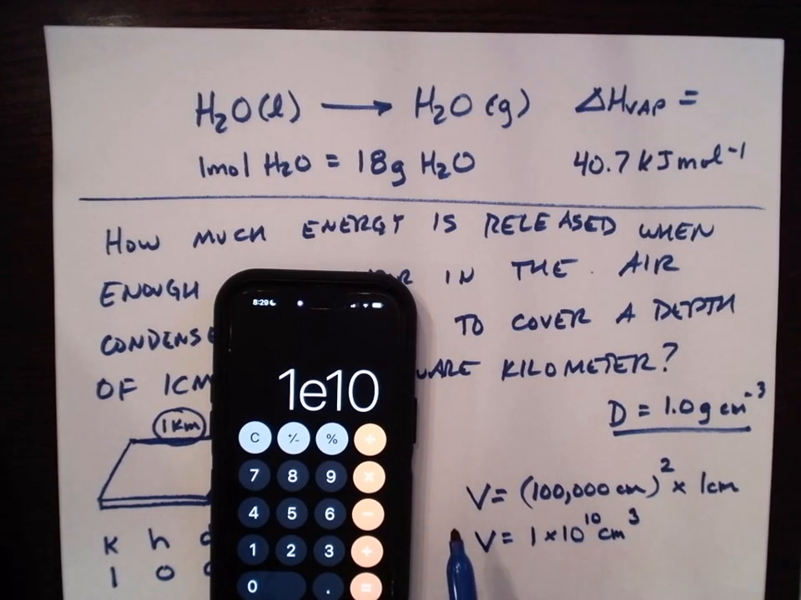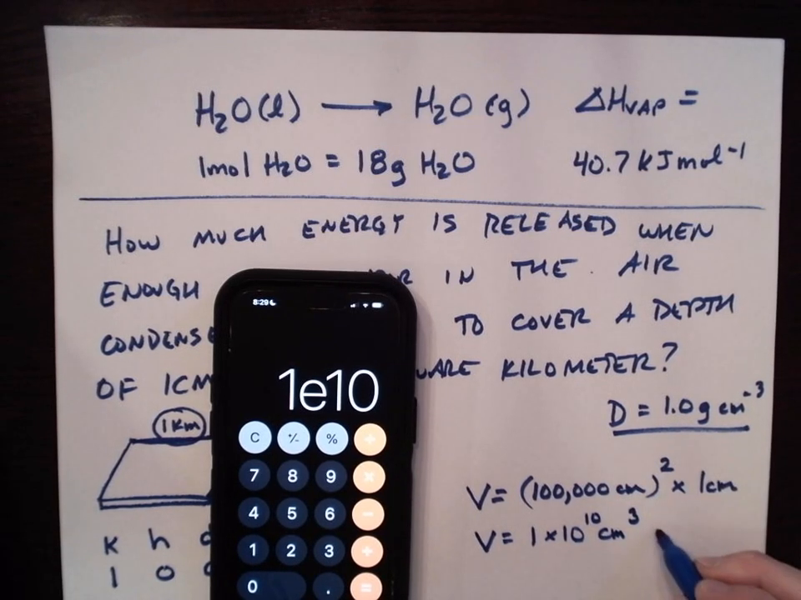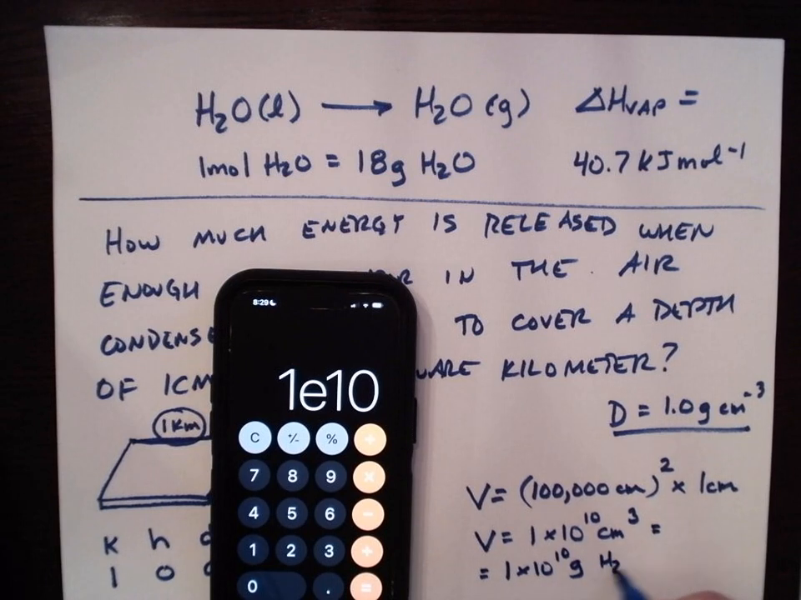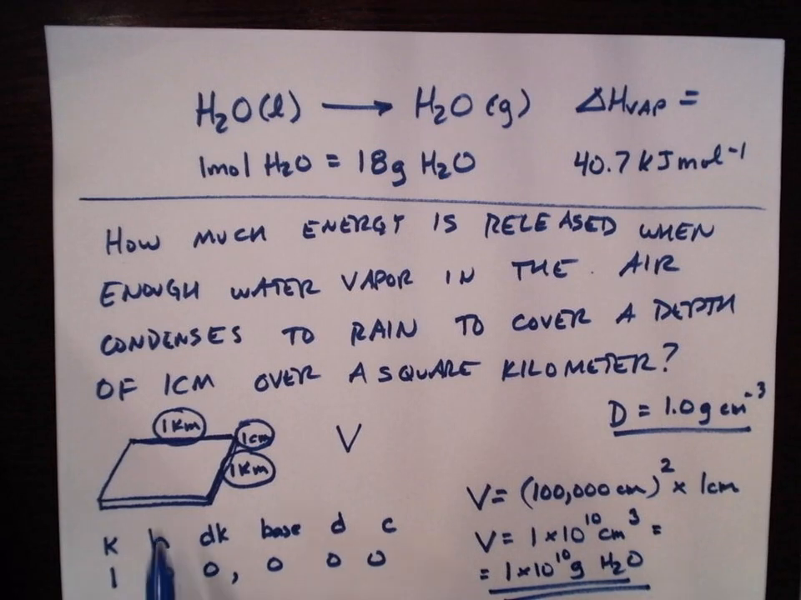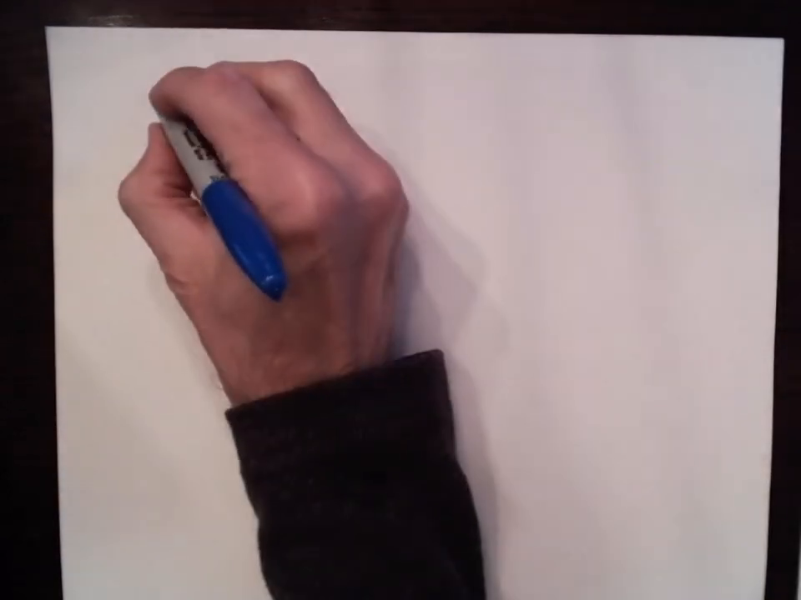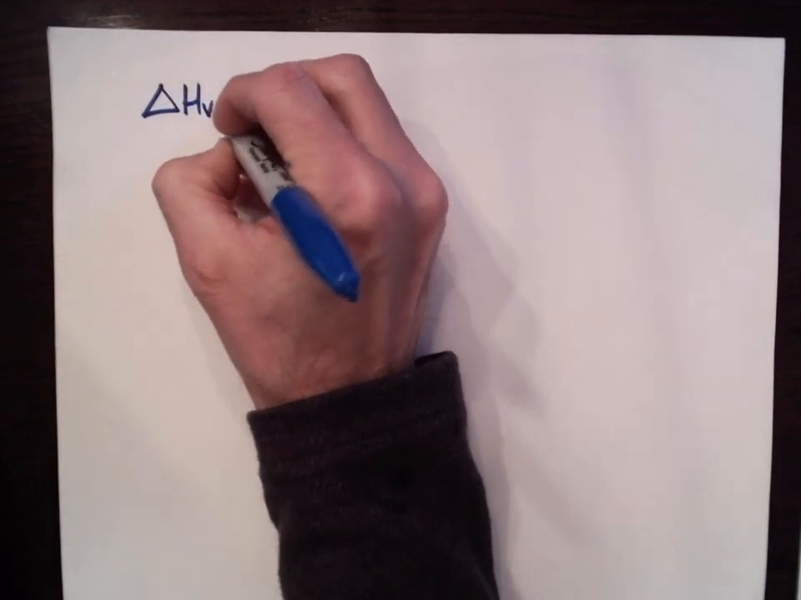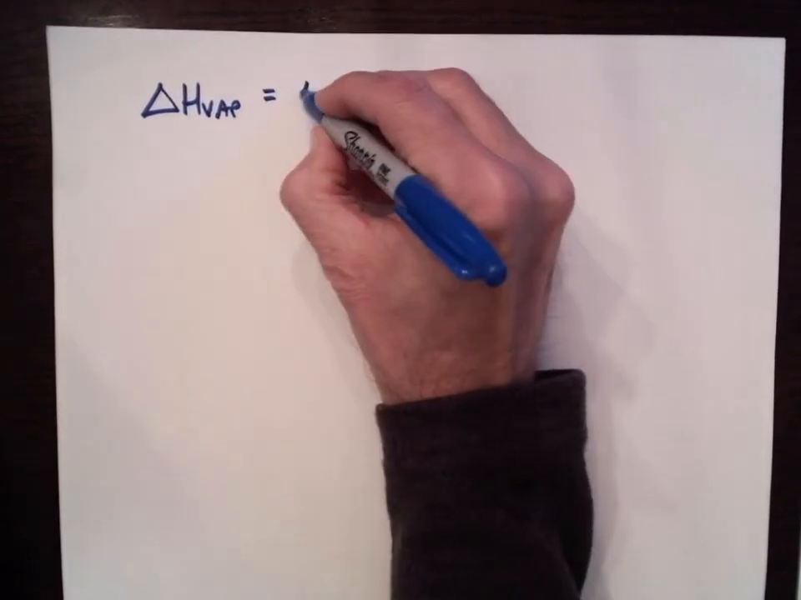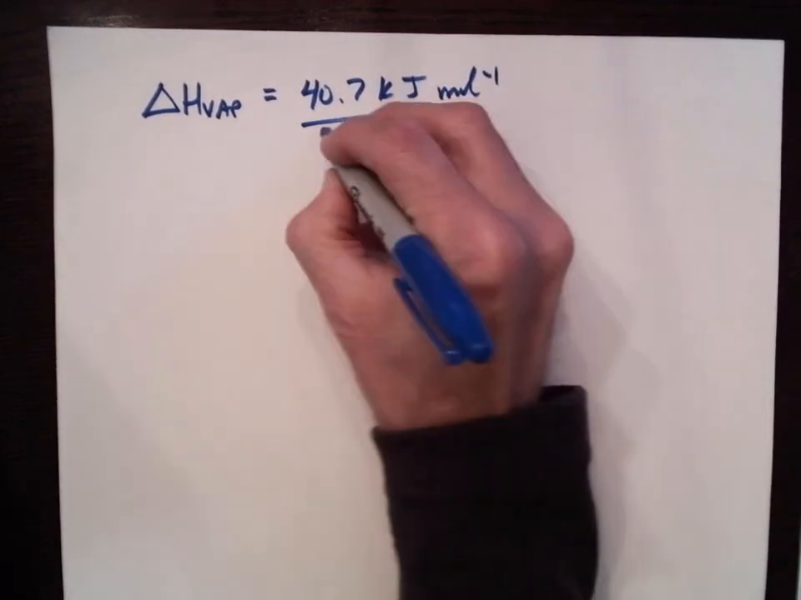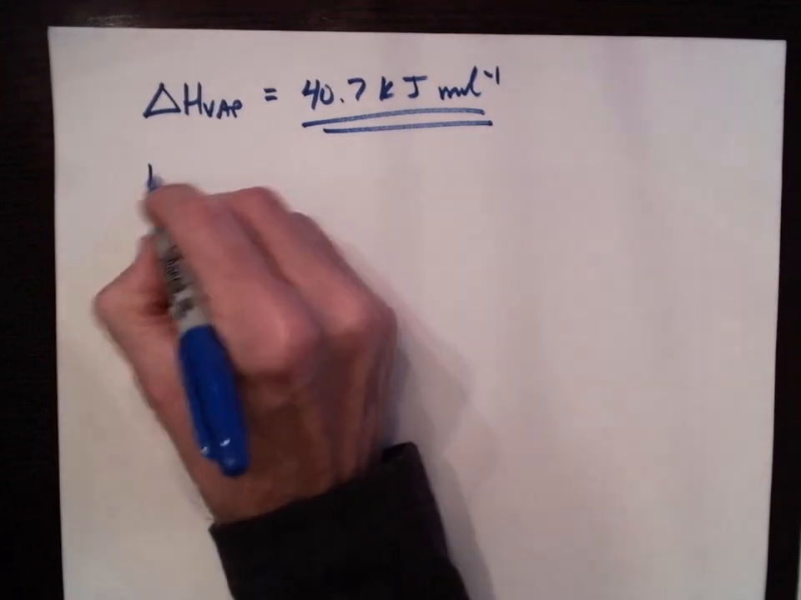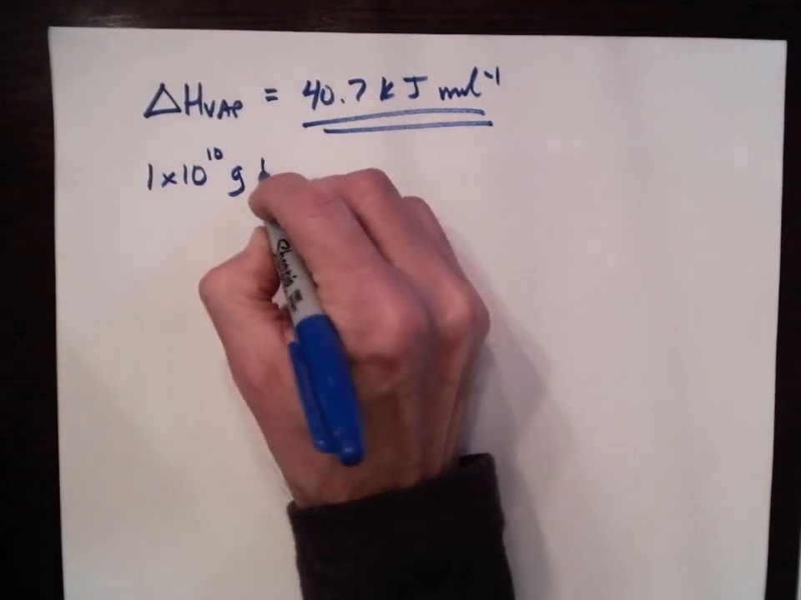And since the density of water is 1 gram per centimeter cubed, that's going to be a mass of 1 times 10 to the 10th grams of water. So we have the mass of water that we need to fill this volume. All right, now once again, we're going to remember that the enthalpy of vaporization of water is 40.7 kilojoules per mole. And we know that we have 1 times 10 to the 10th grams of water.